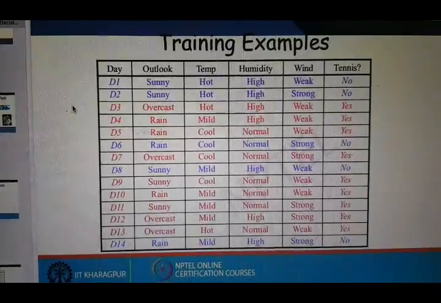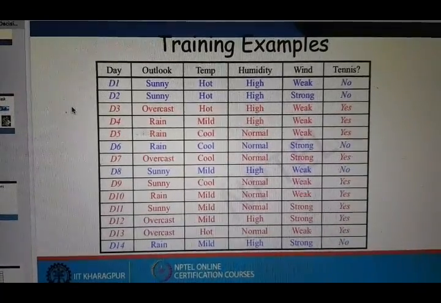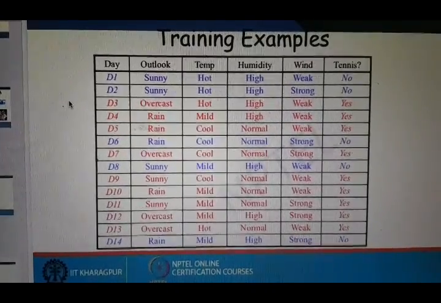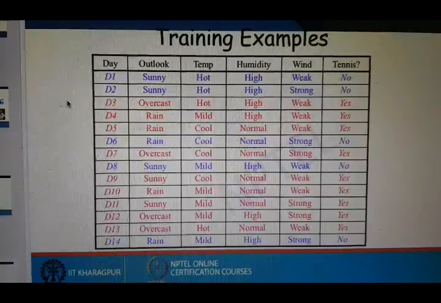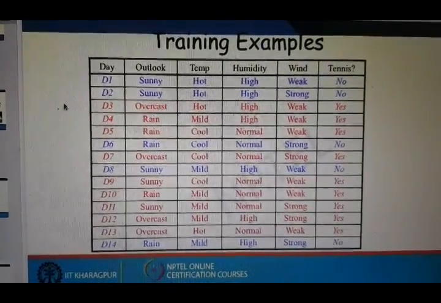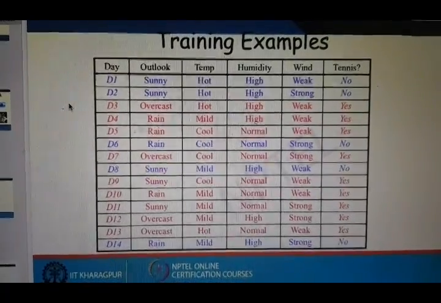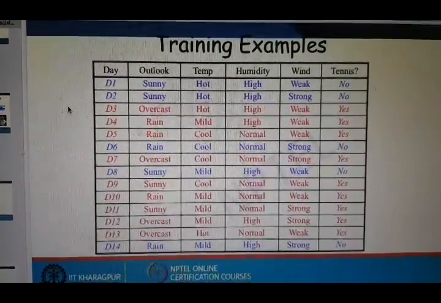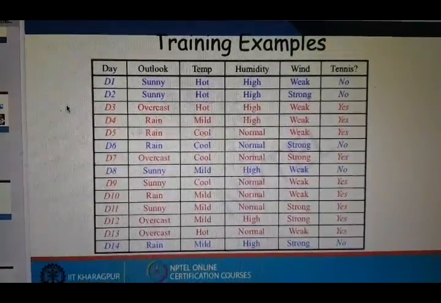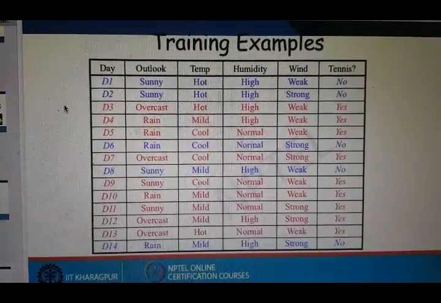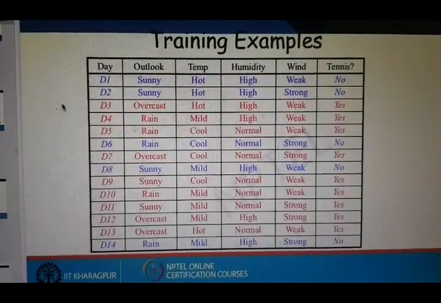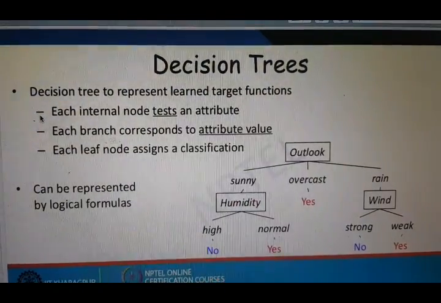Like for day 1, if the outlook is sunny, temperature is hot, humidity is high, and wind is weak, then the person will not play tennis. On the third day, if outlook is overcast, temperature is hot, humidity is high, wind is weak, then that person will play tennis. For sure he will be playing tennis. This is a training set with 14 rows, and from these rows we can design a training model, and from this training model we will design the final test model, which we will use to take the decision.